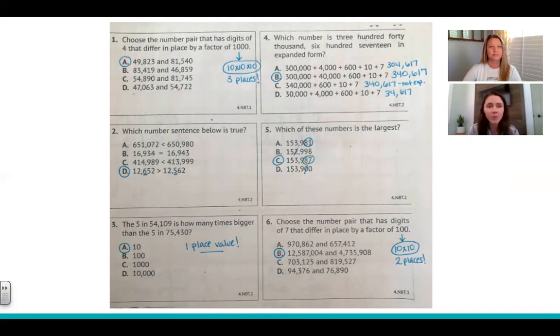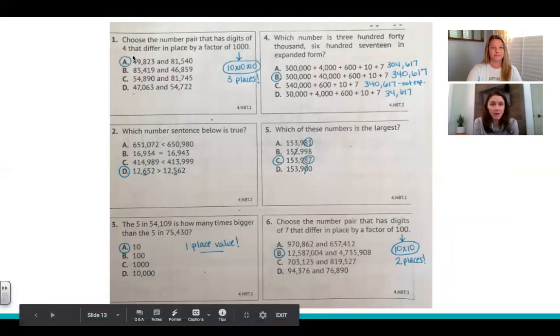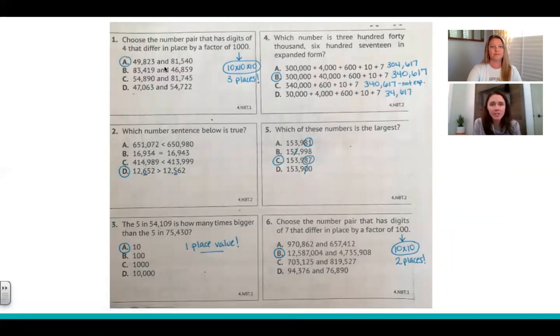All right, so for number 1, the first thing you need to do when you're comparing place value is underline the digits or the number or whatever place value is talking about. So for this one, we're underlining all the 4s in every single one, okay? So as you can see, the answer is A, but I want to explain why the answer is A.